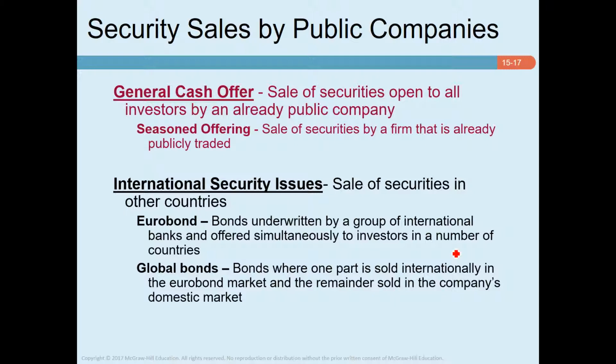Very large debt issues may be sold as global bonds, with one part sold internationally in the Eurobond market and the remainder sold in the company's domestic market. So, just to summarize, Eurobonds are bonds sold in different foreign countries, whereas a global bond is a bond that is sold in the issuing company's domestic country as well as in the international market.